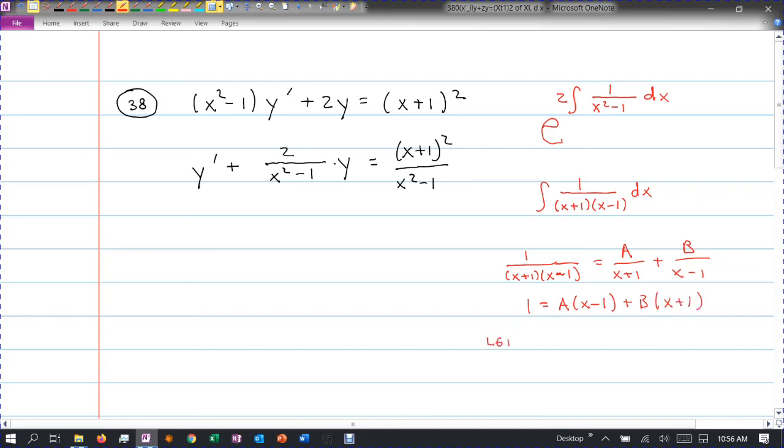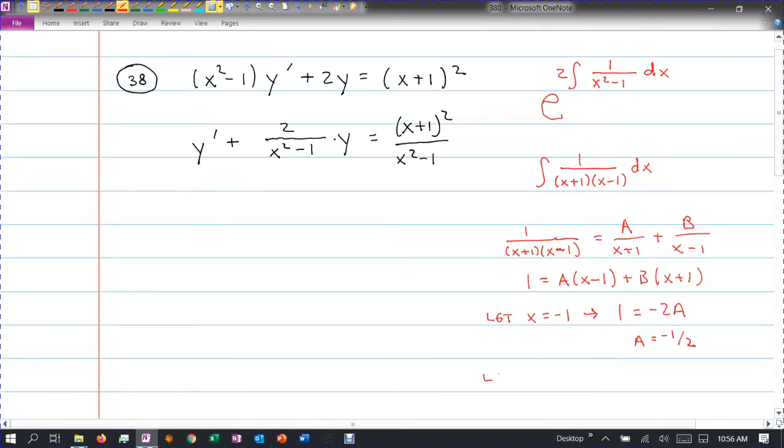So I'm going to let x be negative 1. That'll kill off the b. And if I do that, we get the equation 1 equals negative 2a. So a is negative a half. And then we can do the same thing to get b by letting x be 1. If we do that, we get the equation 1 equals 2b. So b is positive a half. So this integral up here becomes a, which was negative 1/2, over x plus 1, and then plus b, which is positive 1/2 over x minus 1.